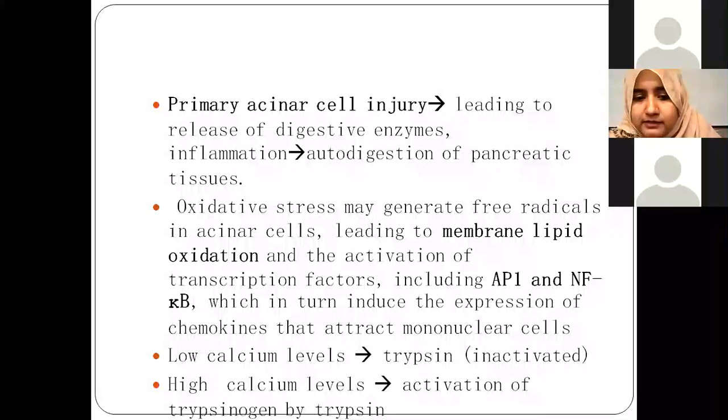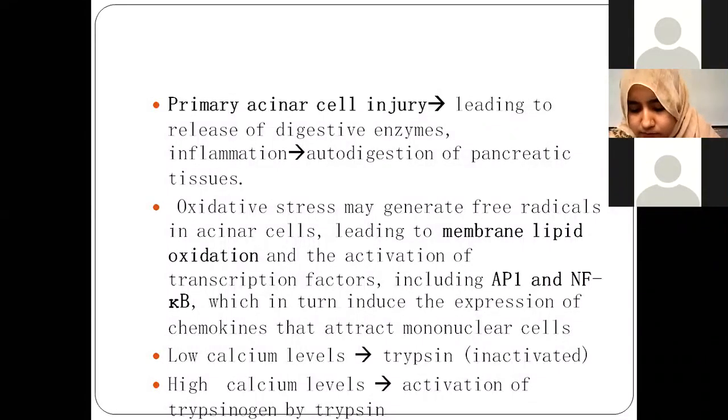For pancreatic acinar cell injury, you remember there were factors like alcohol consumption, drugs, and medications, which cause primary acinar cell injury, and that leads to the accumulation of enzymes and autodigestion of the pancreatic tissue. There is oxidative stress, and that releases free radicals in the acinar cells, leading to membrane lipid oxidation and the activation of transcription factors, including AP-1 and NF-kappa B, which in turn induce expression of chemokines that attract mononuclear cells. They can ask you the pathogenesis behind primary acinar cell injury.